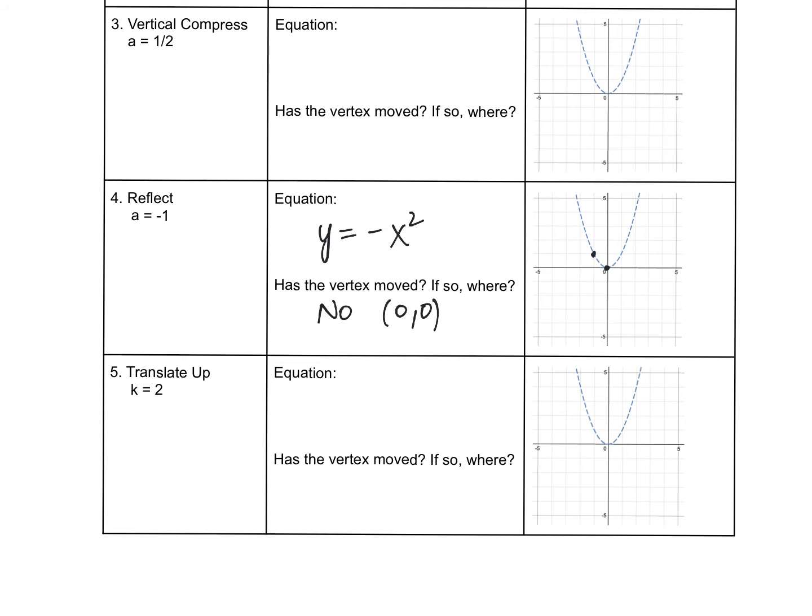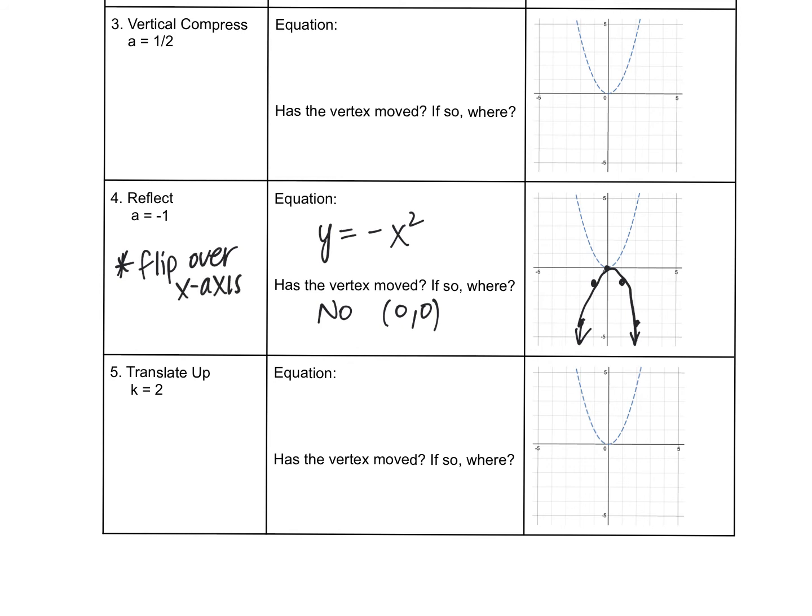So if I have the point 1, 1, it's going to come down here, reflect across the x-axis. Then if I have 2, it'll come down to 4. Okay, so basically all it does is flip. All right, and my vertex is still 0, 0. If you want to make yourself a note, it's going to flip over the x-axis.